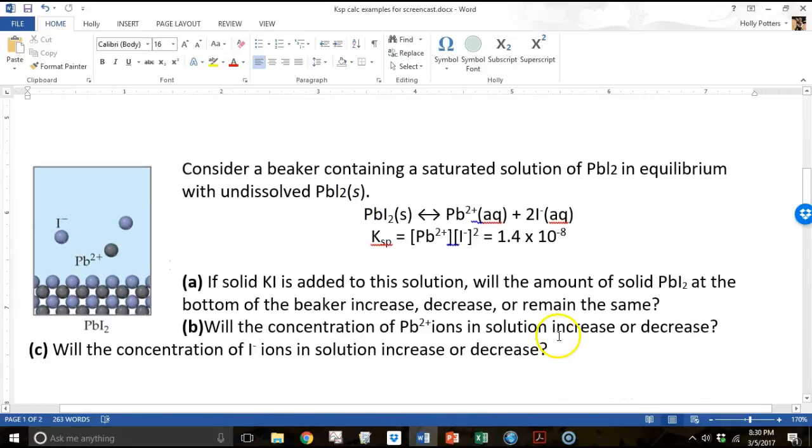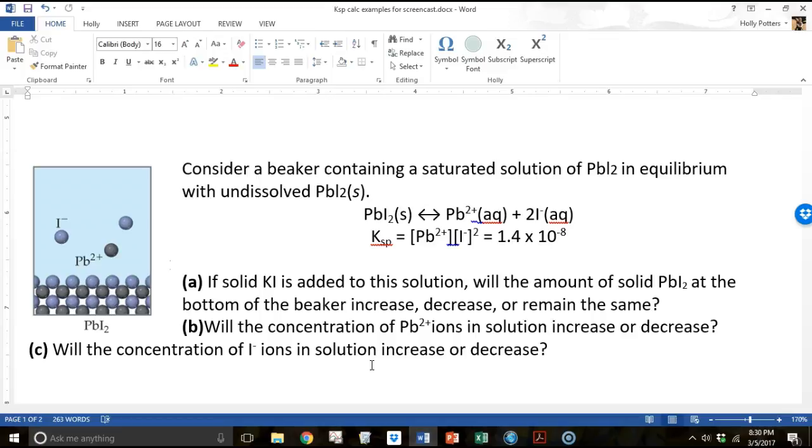So first off, just a qualitative example. Consider a beaker containing a saturated solution of lead iodide at equilibrium, and so we've got the picture. If solid potassium iodide is added, will the amount of solid lead iodide at the bottom of the beaker increase, decrease, or remain the same?